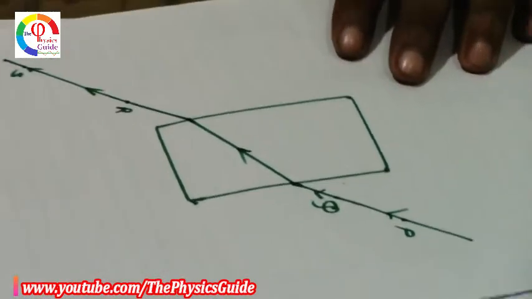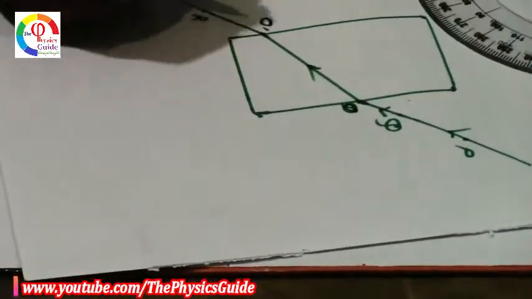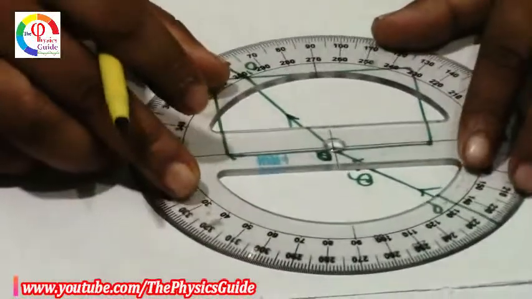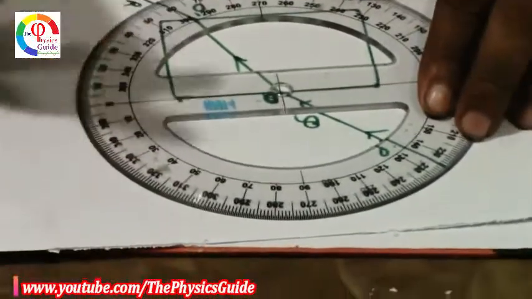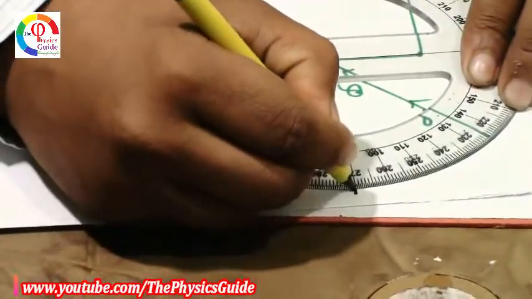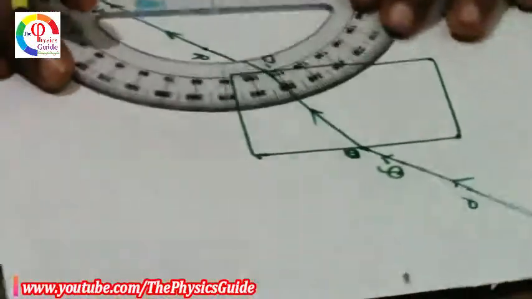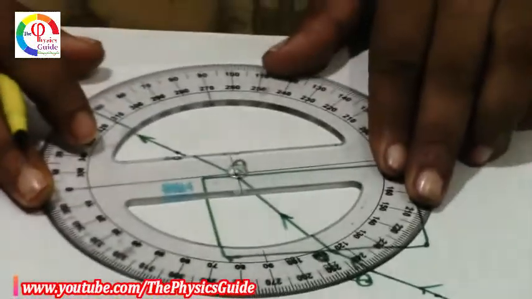Now draw a perpendicular at the intersection. Let this be O and this be O dash. So draw 2 perpendiculars at these intersections, O and O dash.